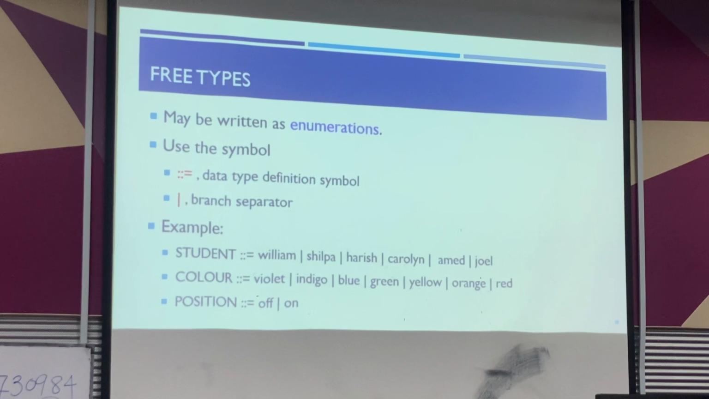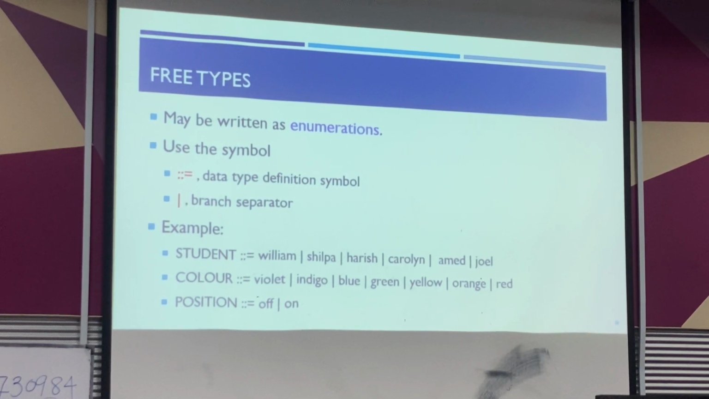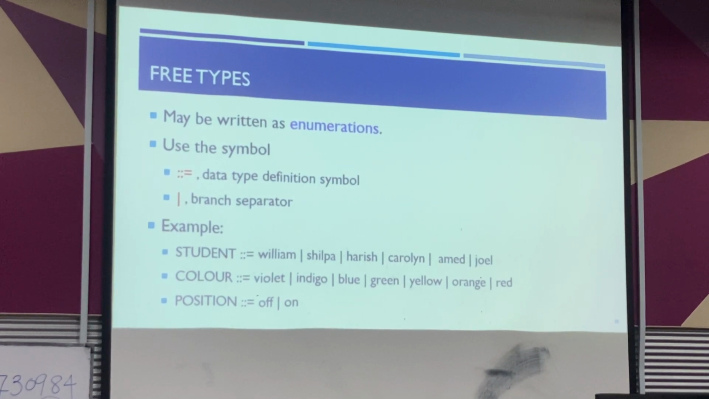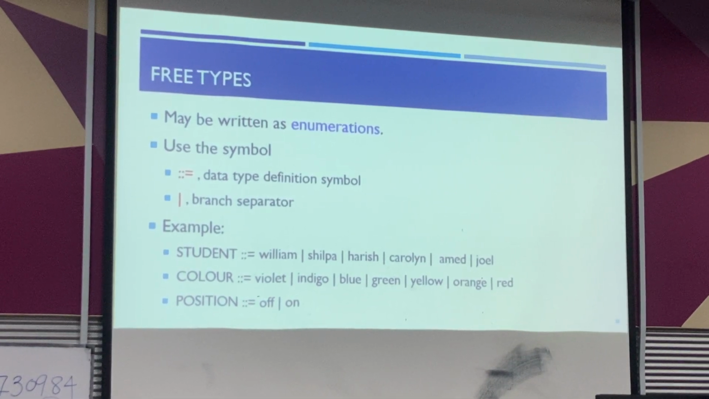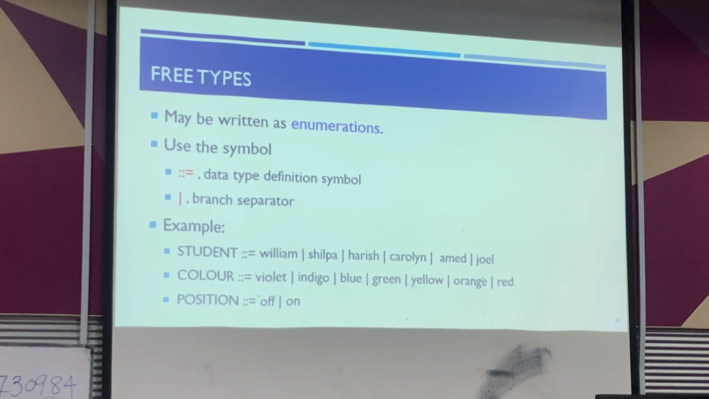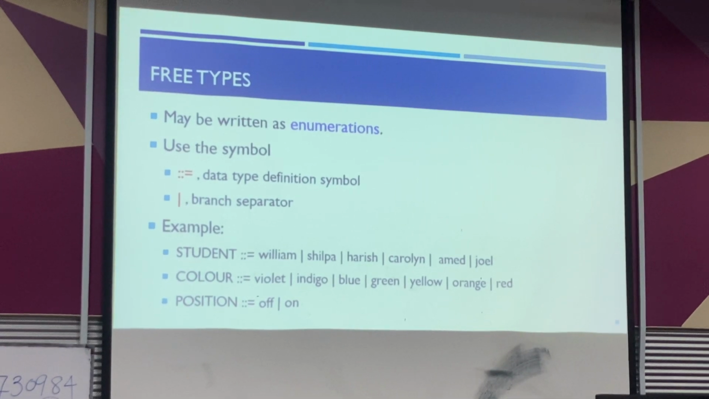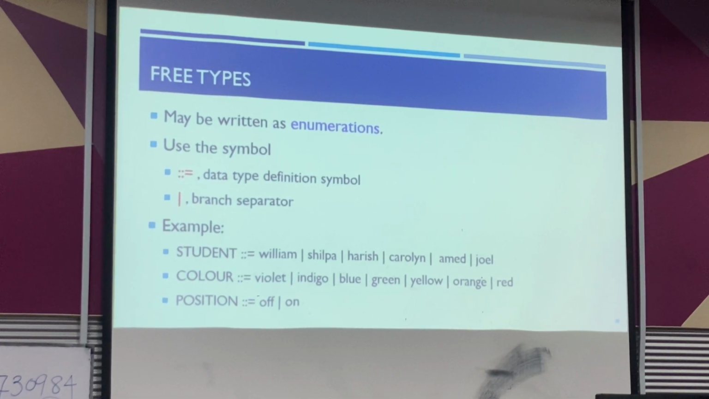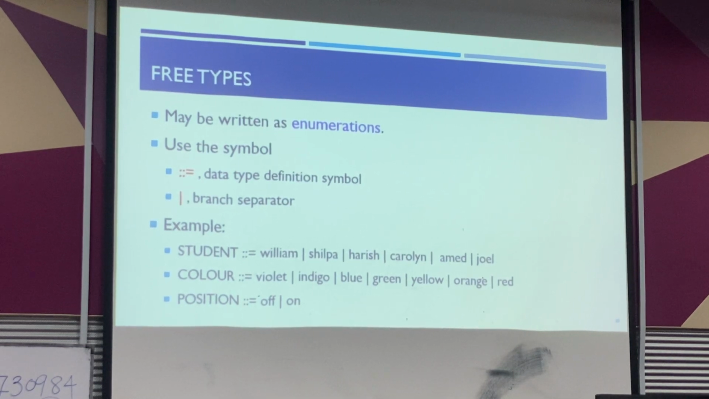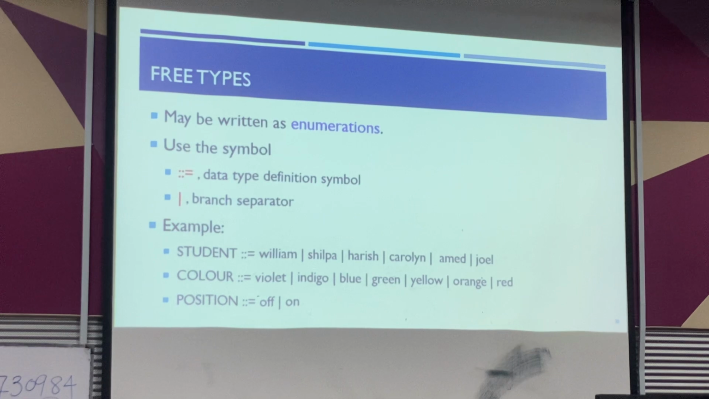So free type is actually to use either one per time only. Either this or this or this only. You cannot have two at the same time. If on means on, you cannot have on and off together. So it's either one. It's like a choice, something like the switch statement you learn in programming. Either this or this or this. So if you have this kind of scenario, then you use what we call free type.